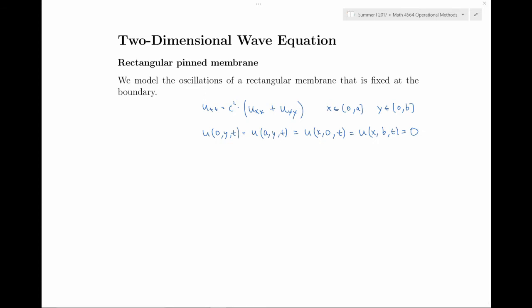Now, since there are two time derivatives, we need two initial conditions. So we're going to assume that u(x, y) at t equals 0 is some kind of function f of x and y, and u_t(x, y) at t equals 0 is some function g of x, y.